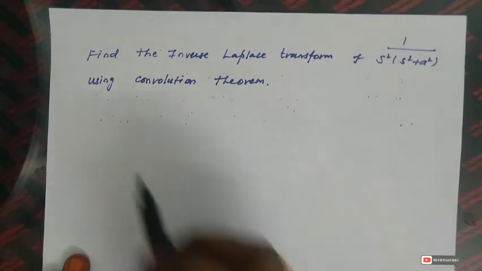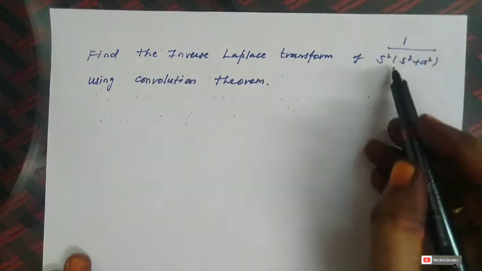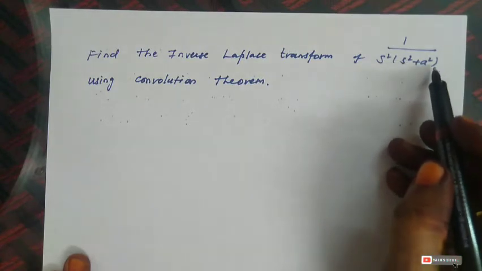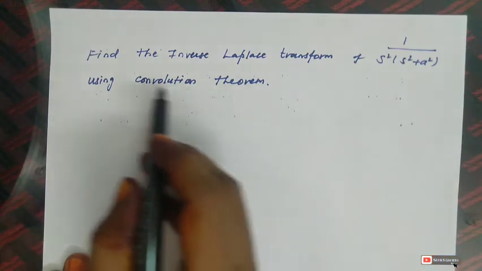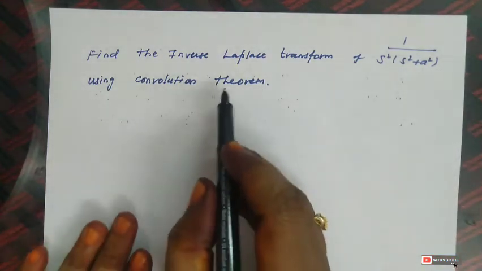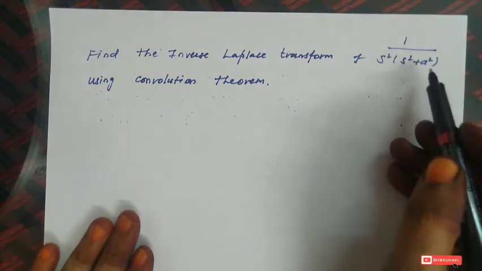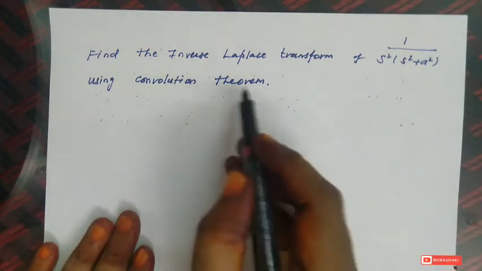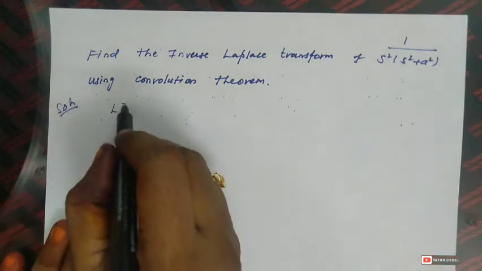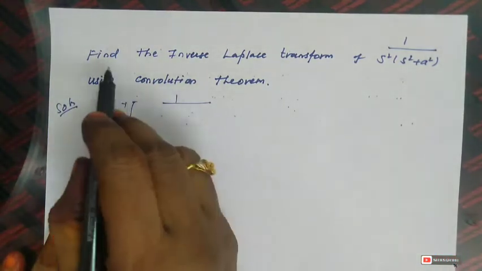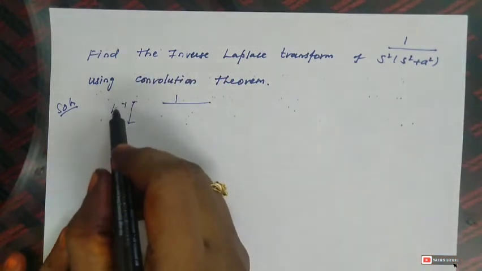Look at the second question. Find the inverse Laplace transform of 1 by s square into s square plus a square using convolution theorem. Okay. So if the words using convolution theorem are not given, we can try the same question under partial fraction also. Here it is given that using convolution theorem. So look at the solution. Given function we can write L inverse of, because the question is find the inverse Laplace, that is the reason why we are writing L inverse.